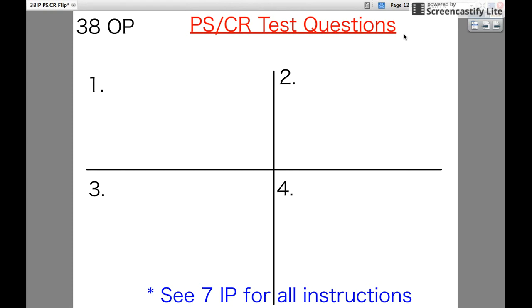I don't think we've ever done these in class before. So what you're going to do is you're going to look at 7 IP for instructions, or you can go see Haiku. I did put a picture of the instructions up there as well. But essentially, you're going to split your page into 4 like you see here. You're going to number the boxes 1, 2, 3, and 4, and then you're going to write 4 practice test questions based on those instructions on 7 IP or on Haiku. Again, if you have any questions, please feel free to go back and watch this video again, and I hope this helps.